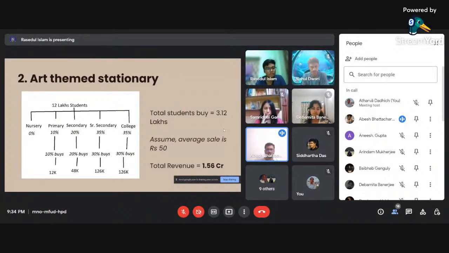12K, and correspondingly, all the students amount up to 3.12 lakhs. Now, assuming that the average sale is rupees 50, which is very nominal, the total revenue amounts up to 1.56 CR. The next slide.